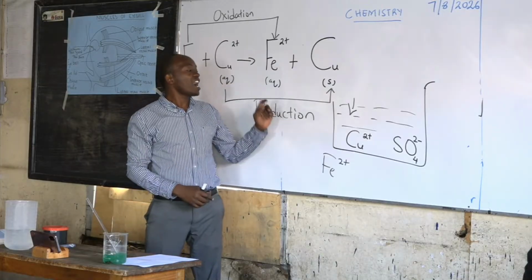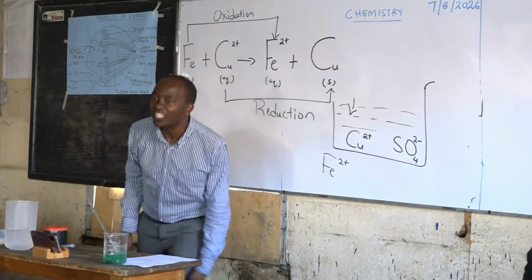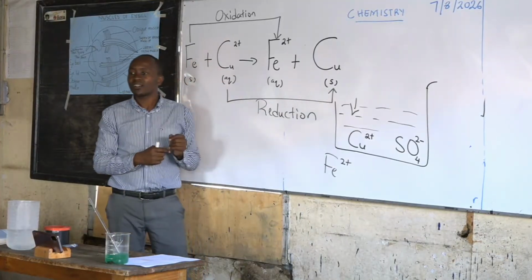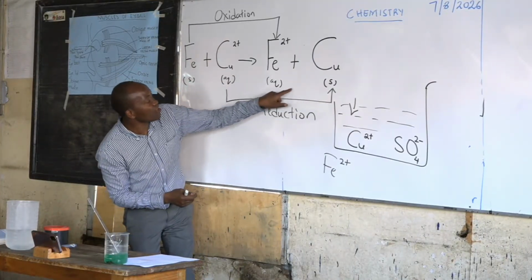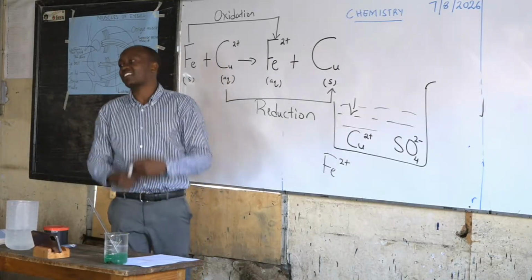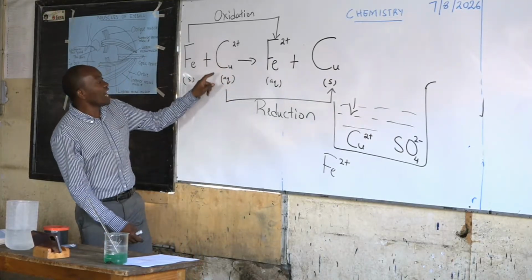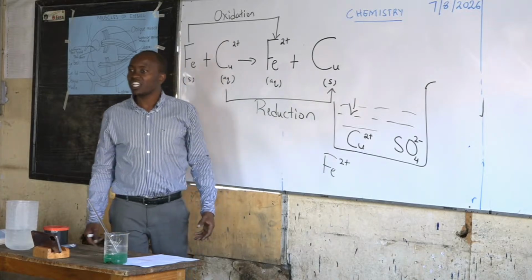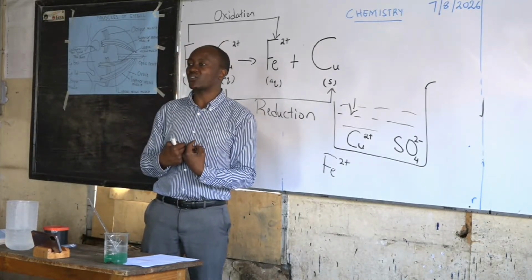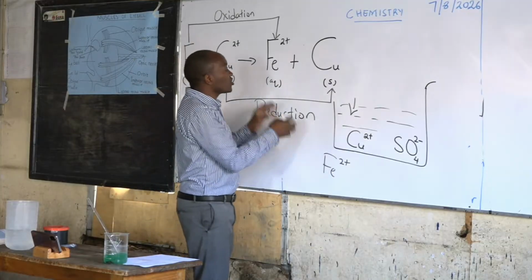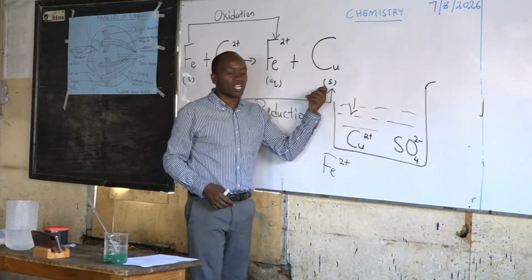Right? So what do we have now in the product? Do we have iron 2 ions in the solution? Yes. How about copper 2 ions? No. It has gained 2 electrons. Now it has changed from being in a solution. It is no longer in a solution, so we are going to have a solid.